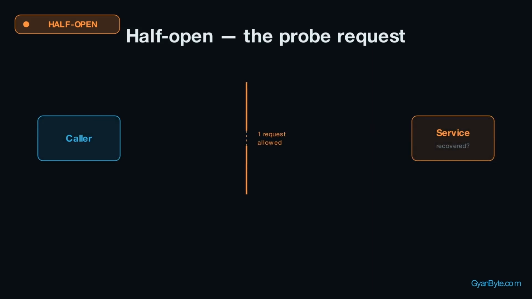Half open is the recovery state, the most delicate of the three. The breaker allows exactly one request through. This is the probe, a canary request that tests whether the downstream service has recovered. If the probe succeeds, response code 200, latency within limits, the breaker transitions back to closed. Normal traffic resumes, the failure counter resets to 0. Now, if the probe fails, timeout, 500 error, connection refused, the breaker immediately snaps back to open and the cooldown timer restarts. No further requests are allowed.